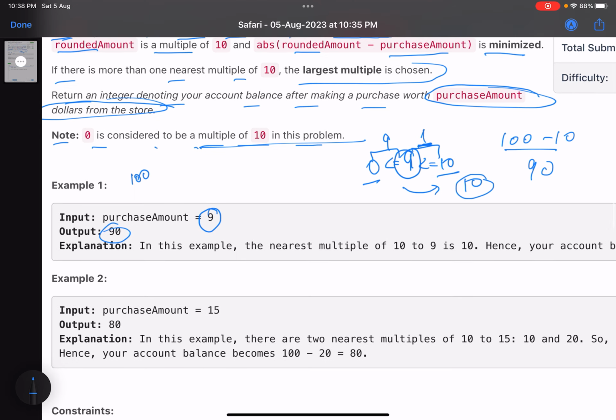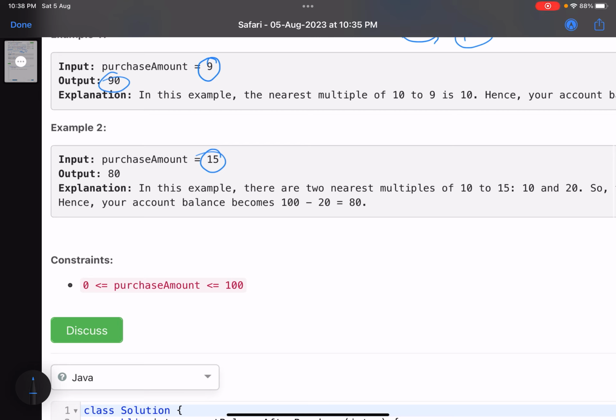Great. Let's take the second example. This is 15, right? Again, let's do the same thing just for the sake of explanation. Now what's the multiple of 10 which is just less than 15? Obviously it is 10. What's the multiple of 10 which is just greater than 15? That is 20. What's the absolute difference between these two? It's 5, and the other is also 5, right? So here, what should be the nearest multiple?